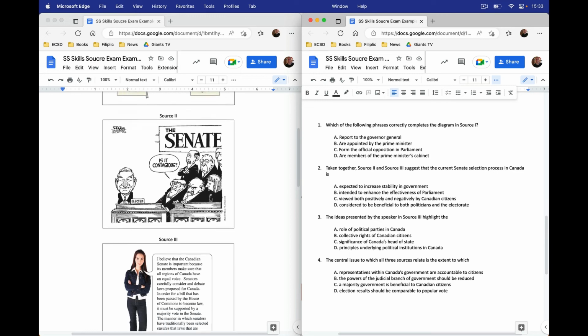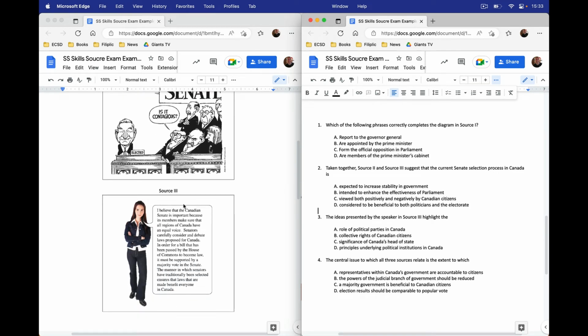So this one is a dialogue, and it says, source 3, I believe that the Canadian Senate is important because its members make sure that all regions of Canada have an equal voice. Senators carefully consider and debate laws proposed for Canada. In order for a bill that has been passed by the House of Commons to become law, it must be supported by the majority vote in the Senate. The manner in which senators have traditionally been selected ensures that laws that are made benefit everyone in Canada.